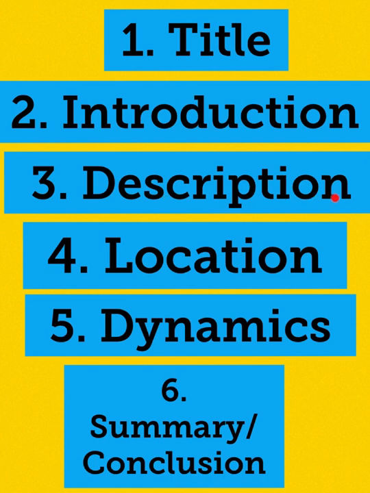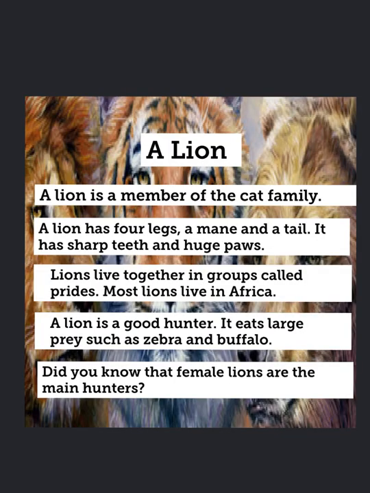The description tells us what the thing looks like. The location tells us where you would find the thing, and the dynamics tells us what the thing can do. And then finally, in conclusion, we have the summary or conclusion. It sums it all up, or sometimes this can be an interesting fact, or it can be your opinion about something. Once we have a plan, we can write a report.